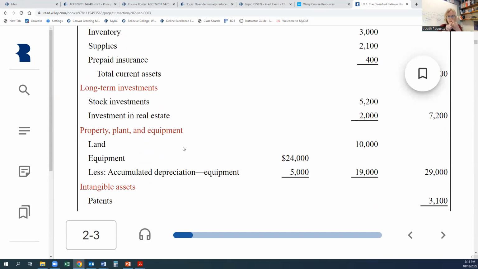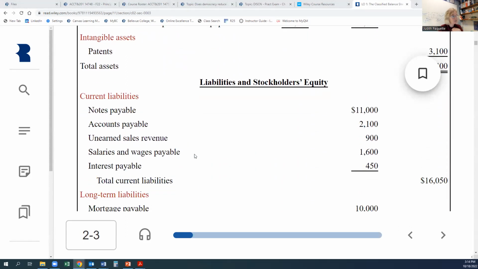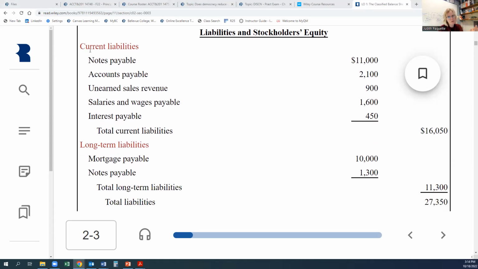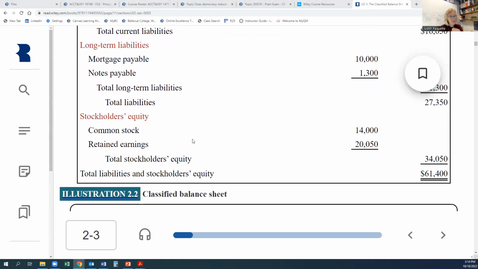Property, plant, and equipment is land, building, equipment, could be things like furniture, because that's not something you expense. That's not something you write off. You use it, it has a longer life. Okay. And finally, intangible assets. So you need to be able to do the classified balance sheet. The asset side has all the categories. The liability side has only two categories, current and long-term. Be sure to put your subtotals. And then stockholders' equity is the same.